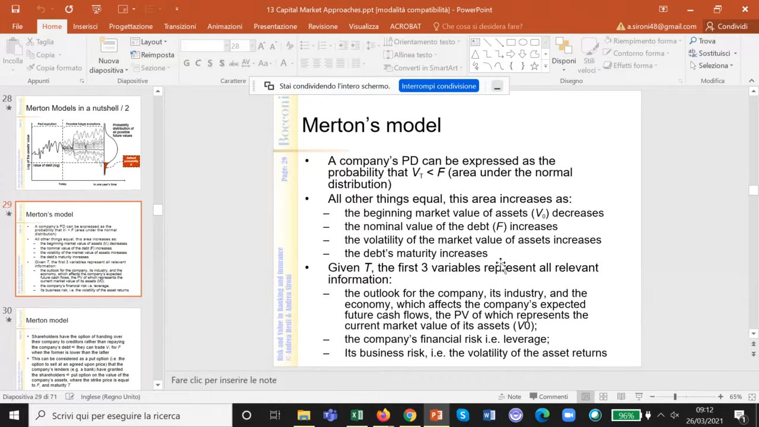So as we said, a company's PD can be expressed as the probability that the future value of the assets is lower than F. F is the face value of debt. And all other things equal, this area increases as the starting value of the asset decreases and the nominal value of debt increases. So these two components are financial risk, leverage, the volatility of the market value of assets, and the debt maturity. Okay. Given the maturity, the first three variables represent all relevant information. That's what we just said.